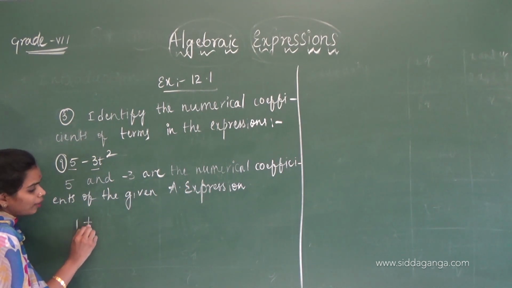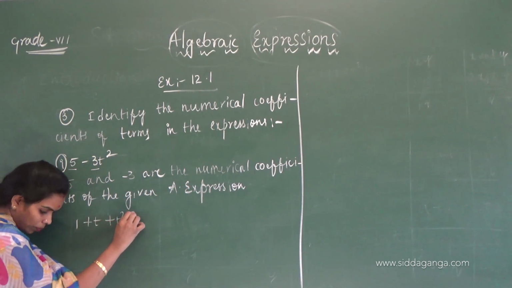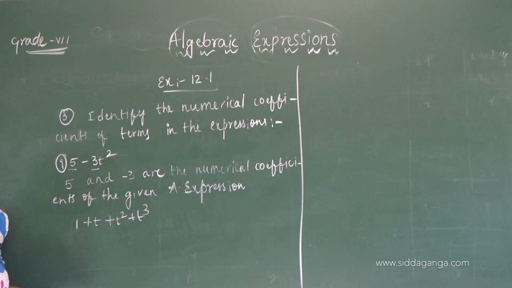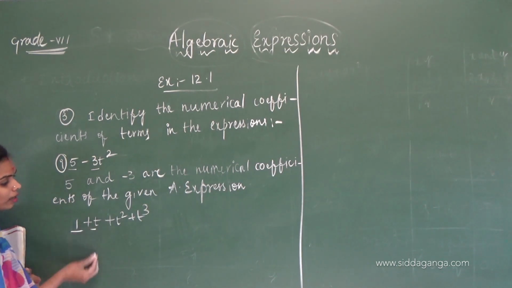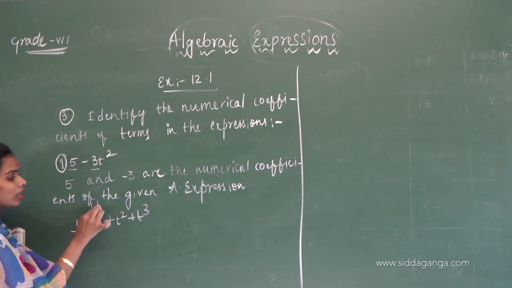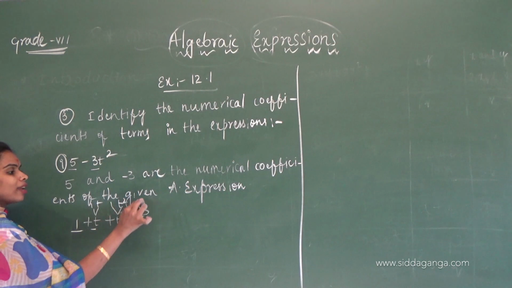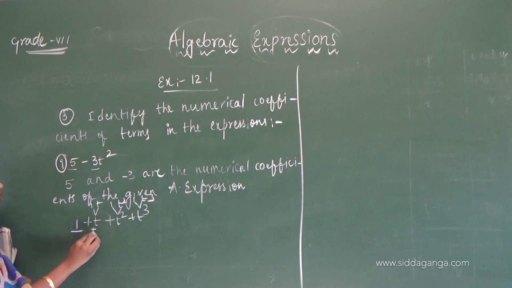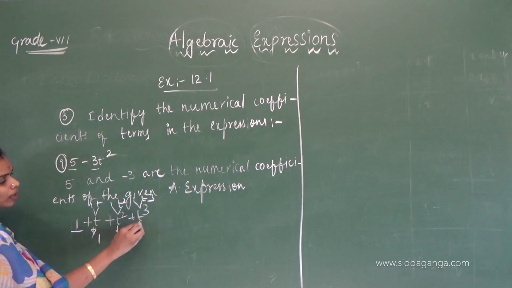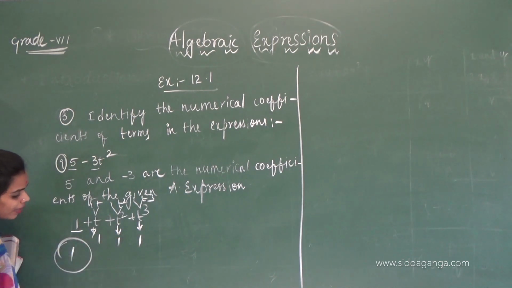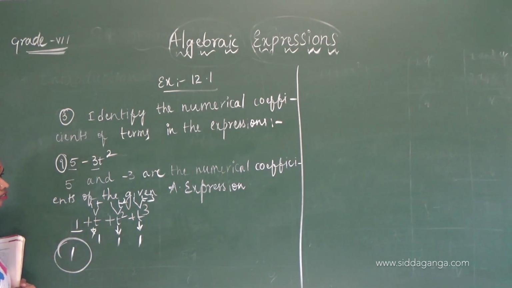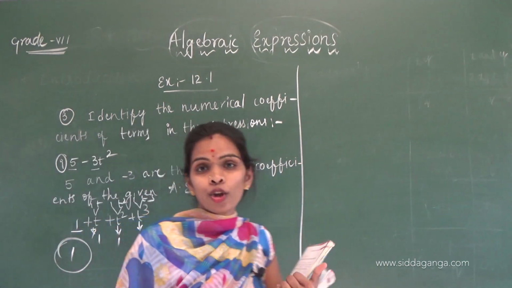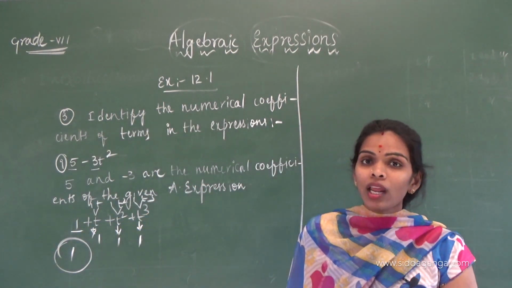Next, t, t square, t cube. What is the numerical thing here? 1. It can be written as 1 into t, 1 into t square, 1 into t cube. Here what is the numerical coefficient? 1. Therefore you can write directly, 1 is the numerical coefficient of the given expression.